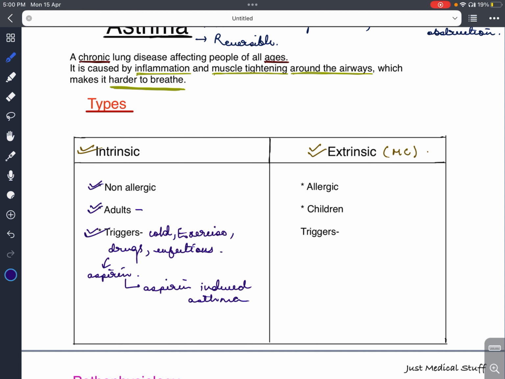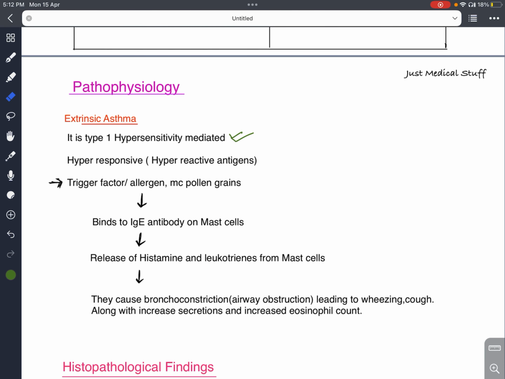And the extrinsic asthma, on the other hand, this is an allergic condition. That is, it is IgE mediated. We have basically type 1 hypersensitivity reaction over here, and it is most commonly seen in children. And the trigger factors, they are basically allergens. They can be any sort of allergens, but mostly we talk about pollen over here. Let the pollen be an example of the trigger factor for extrinsic asthma.